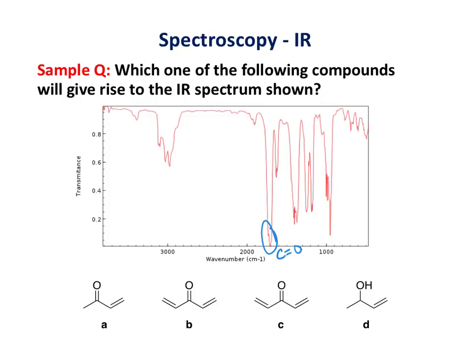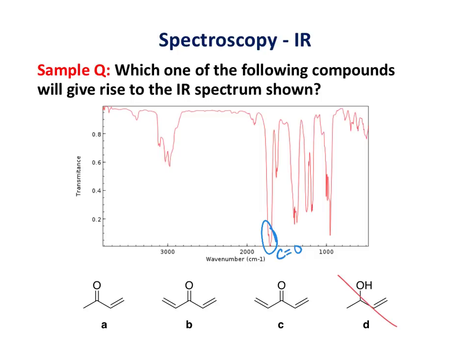Also up here at 3300, you don't have any signs of an alcohol. If you had an alcohol in here, it would probably look something like that. You don't have that. So we can cross out D. I didn't really mean to have B and C being the same thing, but that's okay.